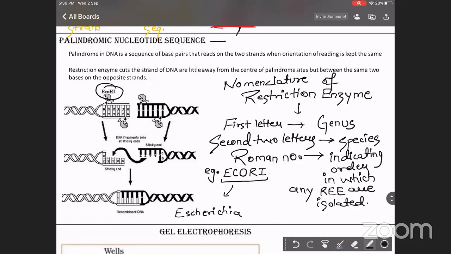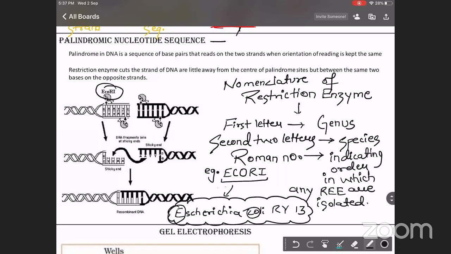Escherichia coli. Now, after the genus Escherichia coli, we will go towards the species. The species Escherichia coli has different strains, and different names are given at the level of the laboratory, so Escherichia coli RY13. This is the name of the particular organism from which we are getting this restriction endonuclease enzyme EcoRI.